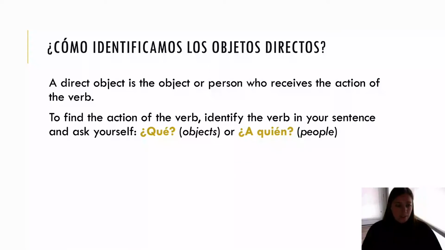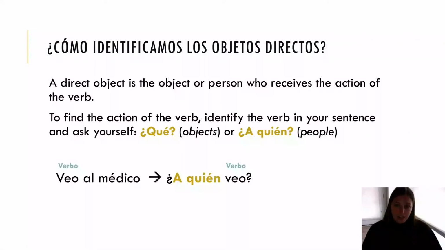Otro ejemplo, tenemos veo al médico. So I identify my verb, which is veo. I ask myself, ¿a quién veo? And I answer, al médico. Therefore, that's how I know al médico is my direct object.